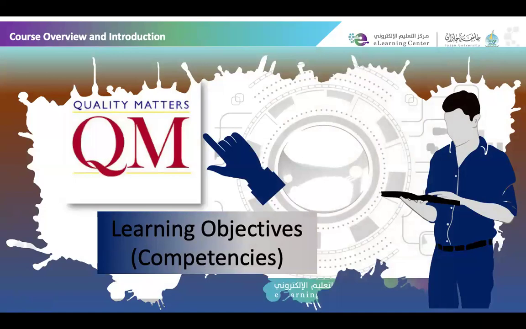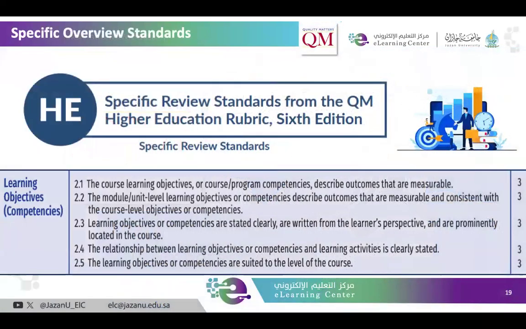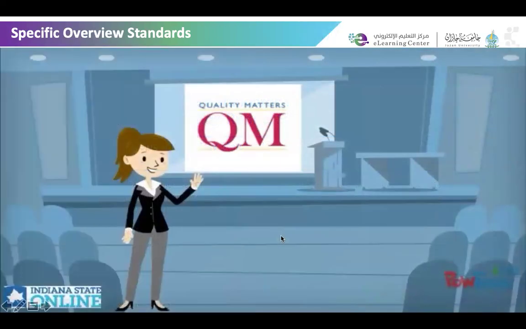Let's move toward the second standard, that is the learning objective. So learning objective is the second standard, and you can see that this is the second journal standard, and we do have 5 specific review standards here. And here are the points 3, 3, 3, 3, and 3. So that means these are all essential parts of the course. It must be in your course. Let's have a look at what these specific review rubrics are and how we will be able to complete them.